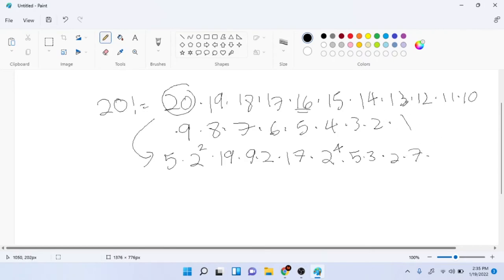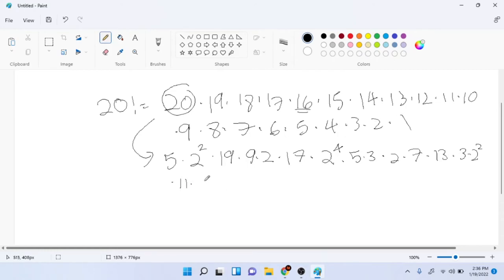13 is, what is 13? 13 is just 13. 12 is 4 times 3, which is 3 times 2 squared, right? 4 times 3 is 12, which is 3 times 2 squared. But what I'm doing is just rewriting all the numbers in powers of 2 and 5, okay?